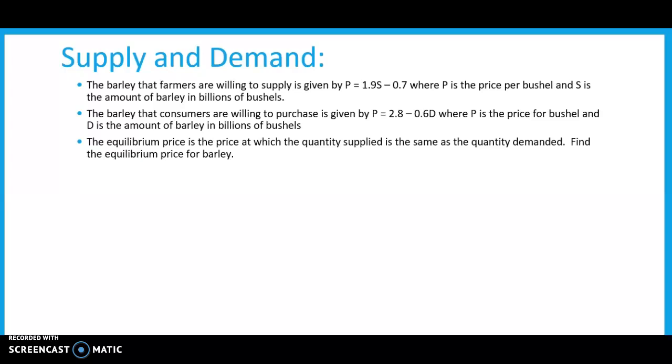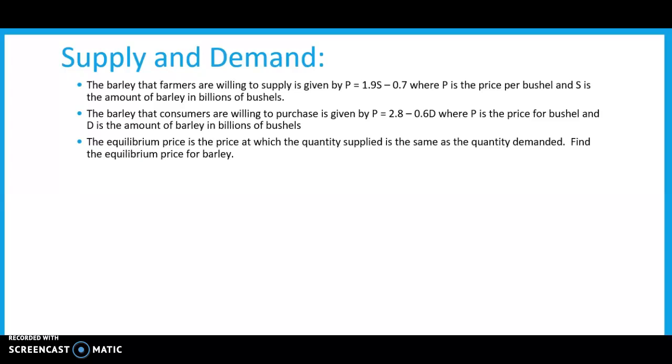P represents the price per bushel, and S is the amount of barley in billions of bushels. Our second bullet point tells us that the barley that consumers are willing to purchase is given by P equals 2.8 minus 0.6D, where P is the price per bushel and D is the amount of barley in billions of bushels. Looking at these first two, I see that P stands for price in both equations. I see that S and D both represent the billions of bushels of barley. I see that S is used in the supply equation and D is used in the demand equation, but both represent barley.